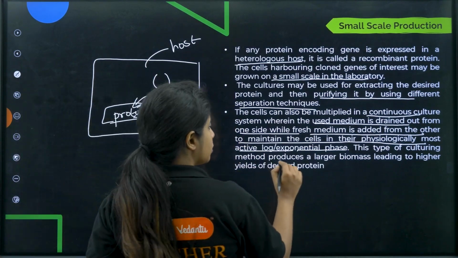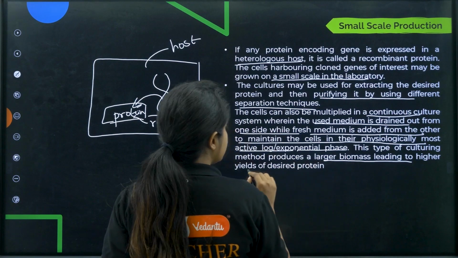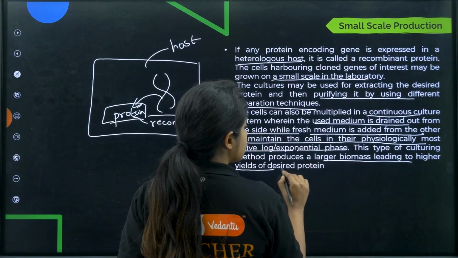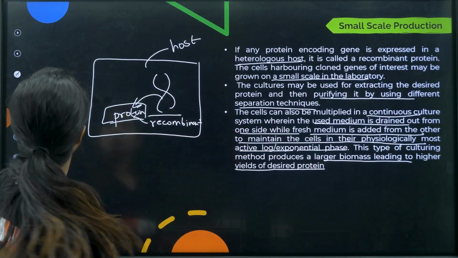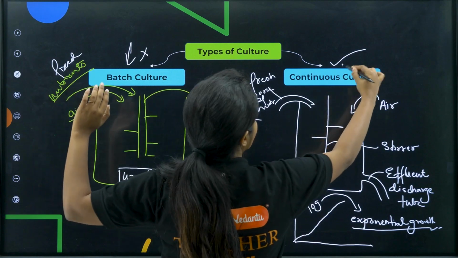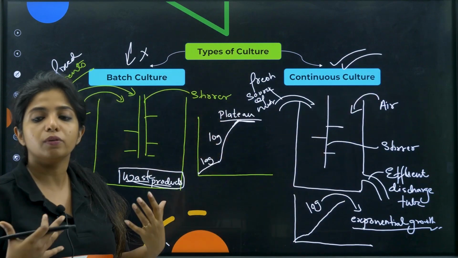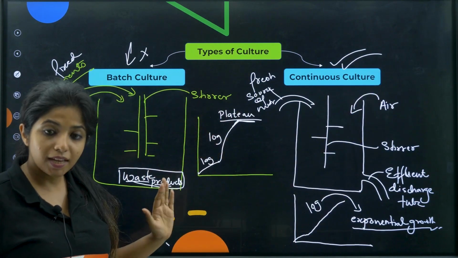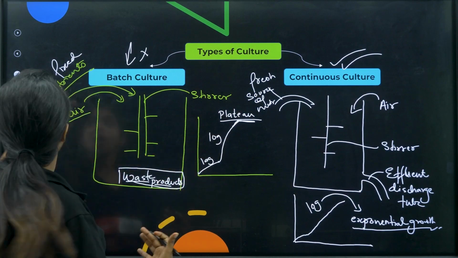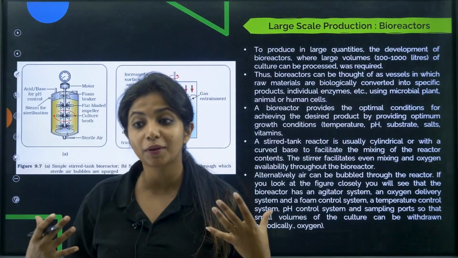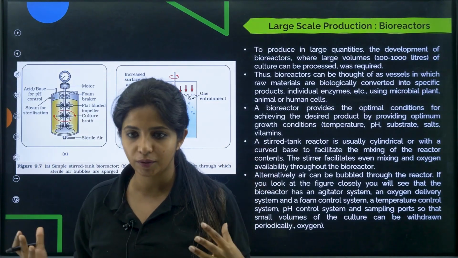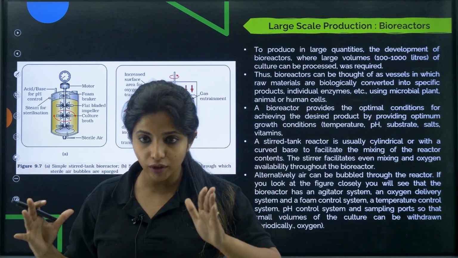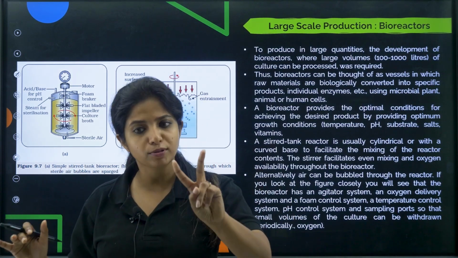Now, this type of culturing method produces a larger biomass, leading to higher yields of desired protein. Obviously, this is the preferred one because it will be producing more of the product that we want. I hope this is clear. This is small scale production. Now, you have to think big. For thinking big, we need bioreactors, my dear children. In your book, they have mentioned two types of bioreactors.